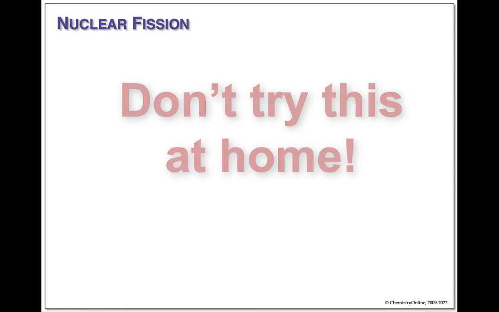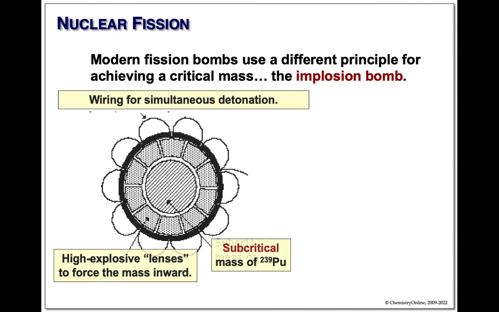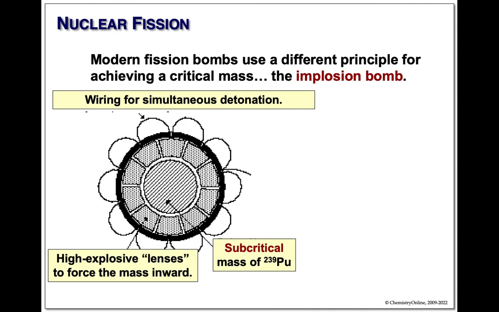Instead, we use something called an implosion bomb. Implosion bomb, we use plutonium. We have a subcritical sphere here in the middle. This is surrounded by traditional high explosives. Connecting all these are little detonators that must go off precisely at the same time. That's what makes this a difficult bomb to make and why people make gun bombs instead. All must go off at exactly the same instant.